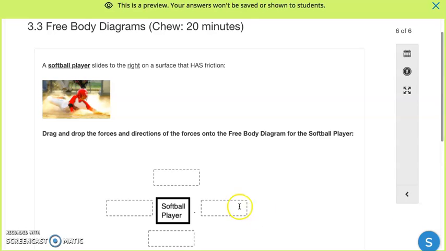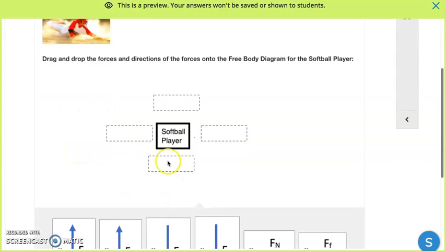And then our very last one, this is the hardest one, by far actually, the hardest one. We have a softball player and they are sliding to the right on a surface that has friction. So here's the softball player, they're sliding along the ground here, like they're diving for the base or maybe diving to catch the ball or something. So just like usual, there's going to be this force gravity on the softball player, always there, pointing downwards. The surface will hold the softball player up so they don't fall through to the center of the earth. So you'll think about what force will be holding them up, pointing up here.